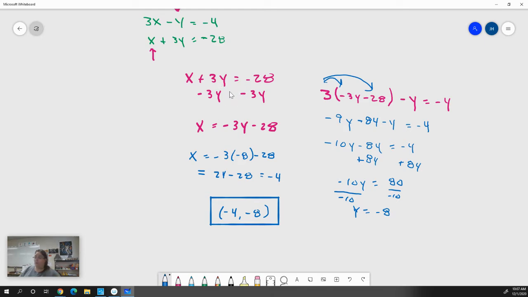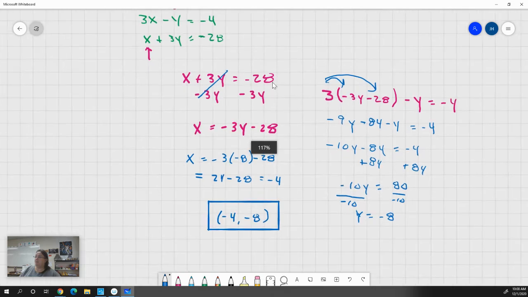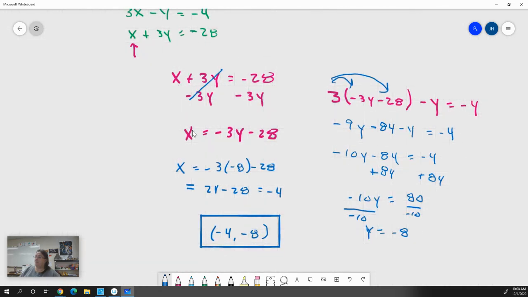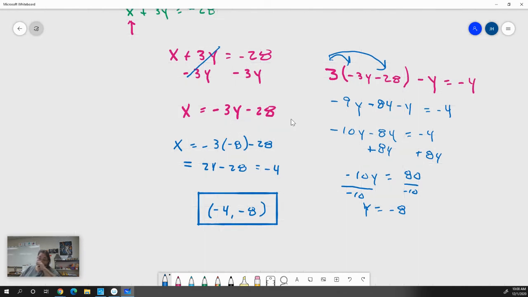And so when I do that, these cancel, right? 3y minus 3y is just 0, but it doesn't cancel over here. I can't combine them. So I'm left here with x equals minus 3y minus 28, because I can't combine these two. I just have to put them together like this, right?